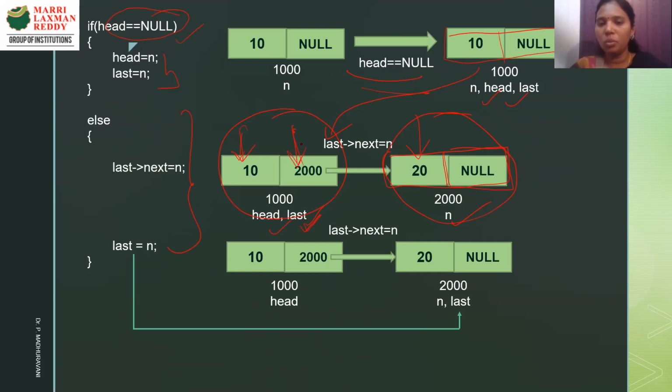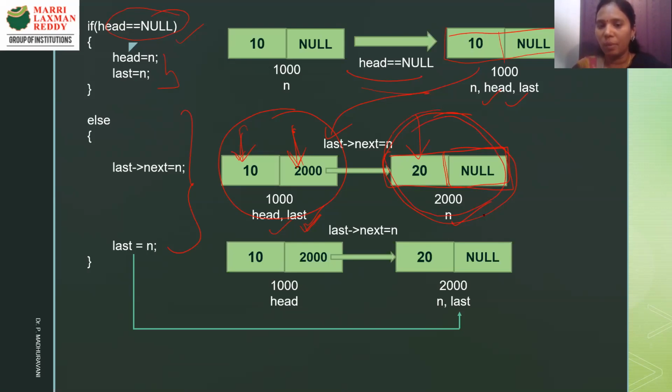Now what you need to do is, we are ready with the current node, that is 20. You need to attach this at the end, that means we need to attach it next to 10. Now we know the meaning of head. We should not move the head pointer from the first node. So the only alternative is to move the last pointer, because whenever you insert 20 into the linked list, this will become the last node.